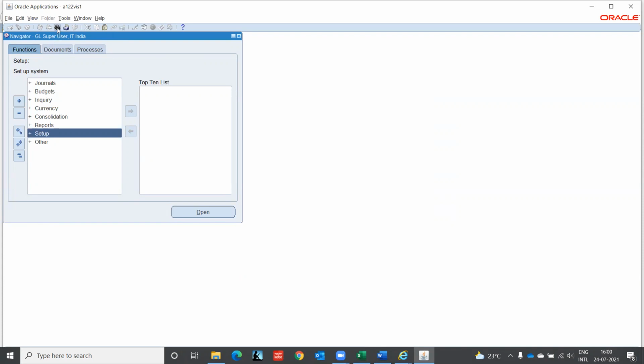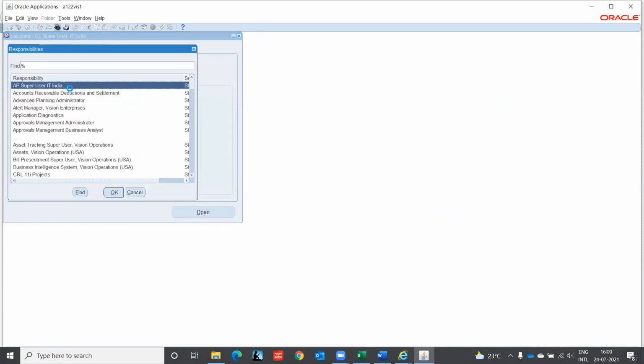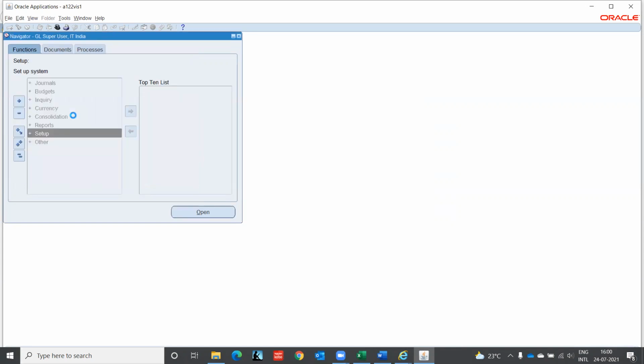So our first thing is creating a user. System administrator, this is Vision, it is the responsibility of this server. Otherwise, its standard name is system administrator. There will not be any Vision or something like this.